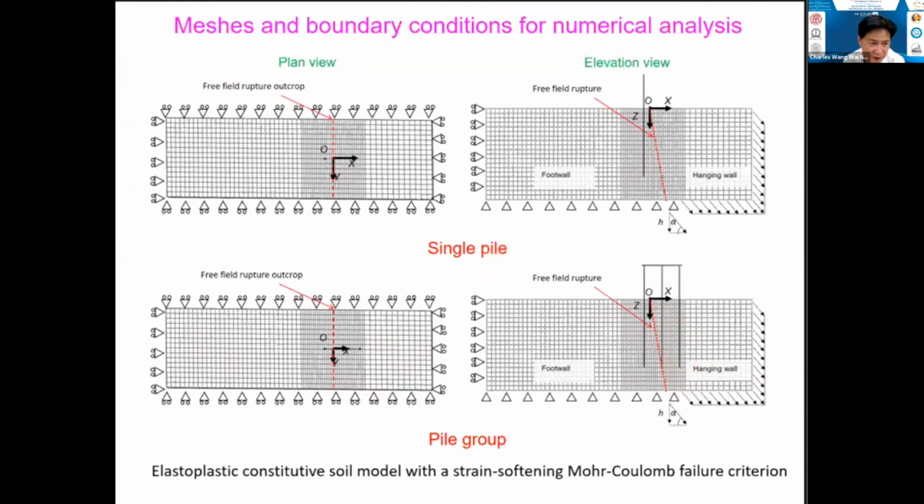Now the constitutive model we use is the one given in FLAC 3D, a strain-softening Mohr-Coulomb model with the Mohr-Coulomb failure criterion. Obviously, this continuum model is greatly simplified and cannot take into account strength and stiffness dependence, for instance. But we think it's probably good enough for our back analysis and also for our numerical parametric studies.